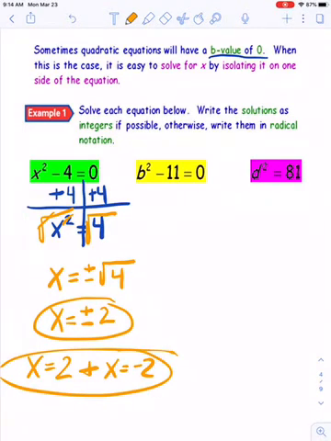Again, if you wanted to verify, you definitely could. If you plug in 2, 2 squared is 4, so 4 minus 4 is 0. So that holds true. If I make this now a negative 2, negative 2 squared is also 4, minus 4 still gives me 0. So that's our final answer.